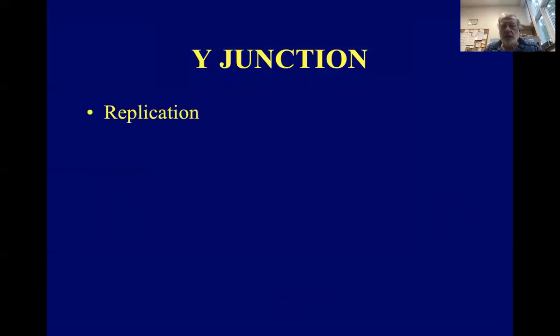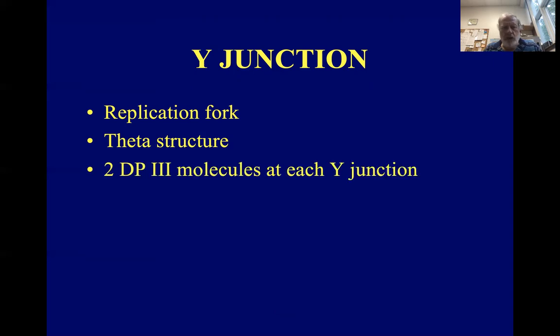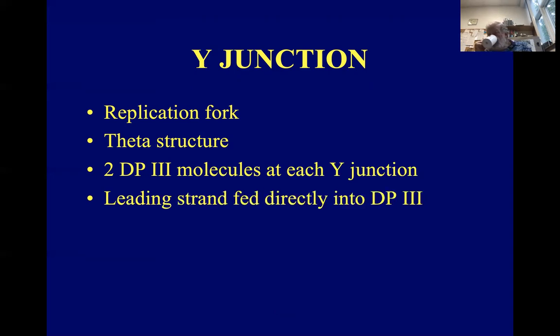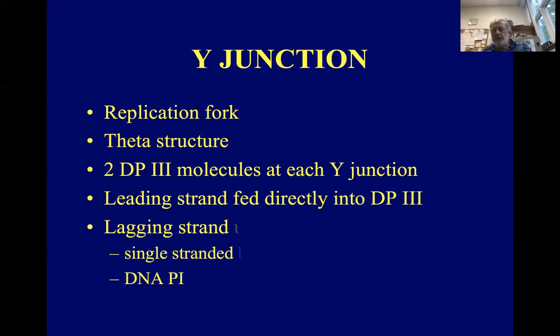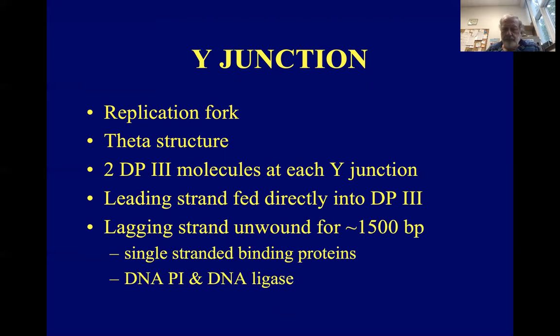Now the Y junctions are also called replication forks. The molecule has a theta structure to it. At each Y junction, we have 2 DNA polymerase molecules, DNA polymerase 3 molecules. The leading strand is fed directly into the DNA polymerase 3. The lagging strand is unwound for about 1,500 base pairs and held straight by the single-stranded binding proteins. And then, of course, DNA polymerase 1 and DNA ligase do what we just talked about.